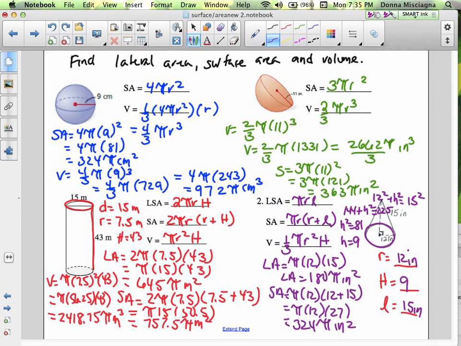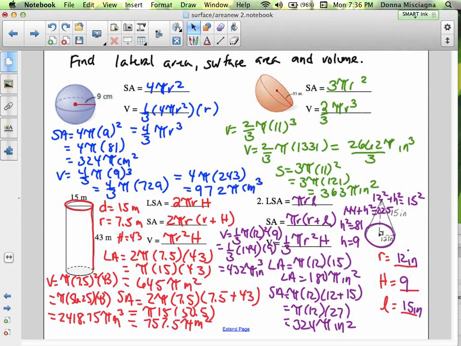And we have one last thing, volume. I guess I should have used one extra slide. I'll try and write small. So 1/3 times pi times 12 squared times the height, 9. 12 squared is 144. So we have 1/3 times 144 times 9. They're both divisible by 3, so I'm going to divide 9 by 3 because that's even easier. So we have 3 times 144, that's 432 pi inches cubed, and we're all done.